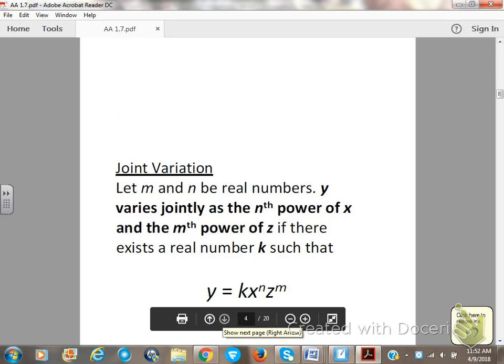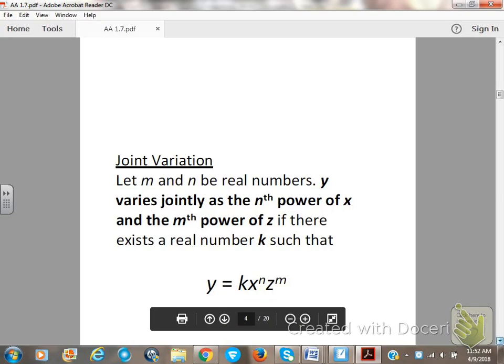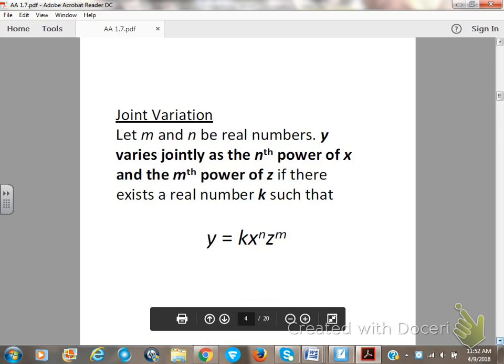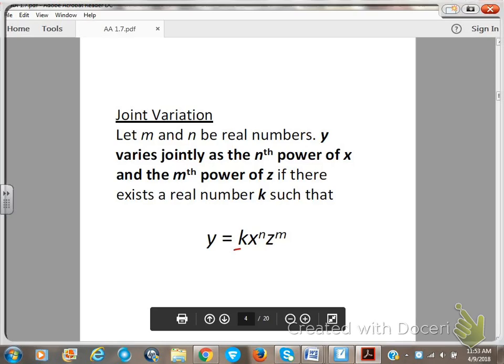The last type of variation is called joint variation, and that just means that multiple things can happen at the same time. Let m and n be real numbers. Y varies jointly as the nth power of x and the mth power of z if there exists a real number k such that y equals k times x to the nth times z to the mth. Joint variation just means that multiple things can be happening in the same problem. You're still always going to have that k there.